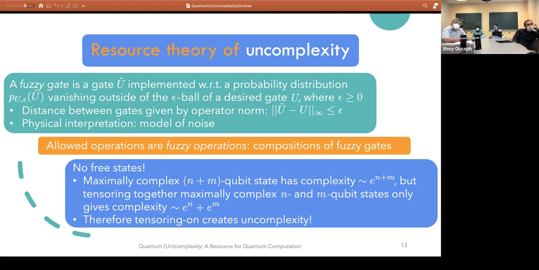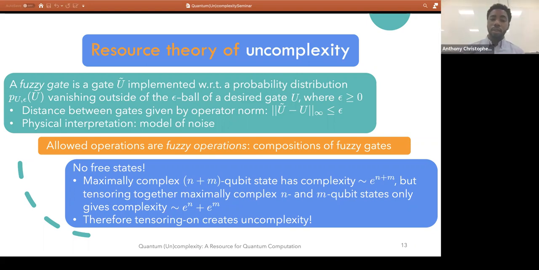For tensoring on, you are considering maximally complex states on a subsystem, right? Like if you have n plus m qubits, you are considering maximally complex states on n qubits and on m qubits and then tensoring them on. But can't you consider maximally complex states on the entire system? And then there is no tensoring on coming.